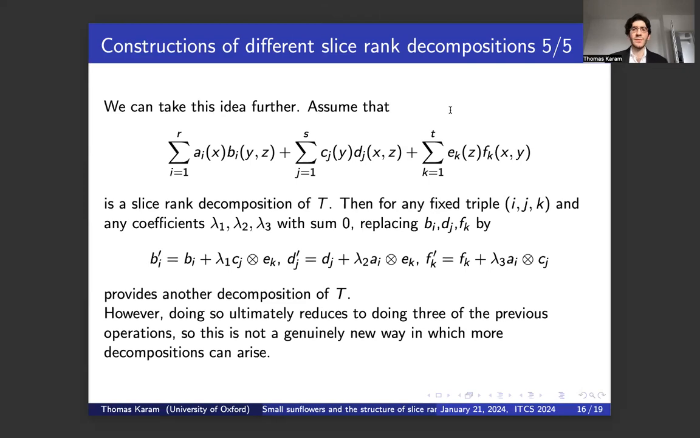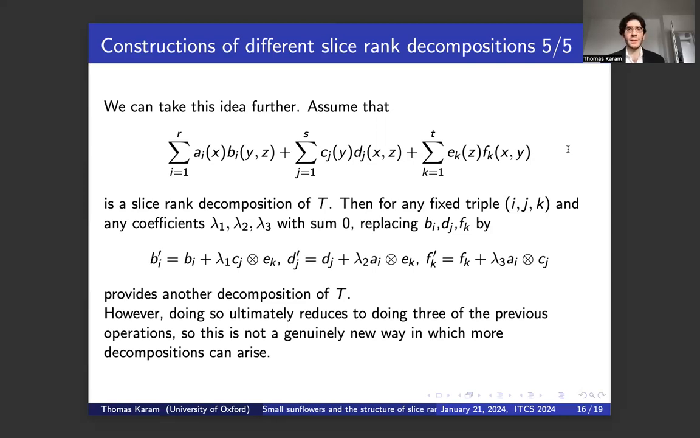And then whenever you have any 3 coefficients, lambda 1, lambda 2, lambda 3, which add up to 0, and you replace Bi by Bi plus lambda 1 Cj tensor Ek, you replace Dj by Dj plus lambda 2 Ai tensor Ek, and you replace Fk by Fk plus lambda 3 Ai tensor Cj, then what you've done is you've added lambda 1 times Ai tensor Cj tensor Ek, then you've added lambda 2 times that same tensor, and you've added lambda 3 times the same tensor. So whenever lambda 1, lambda 2, lambda 3 add up to 0, you haven't changed the total by doing that operation.